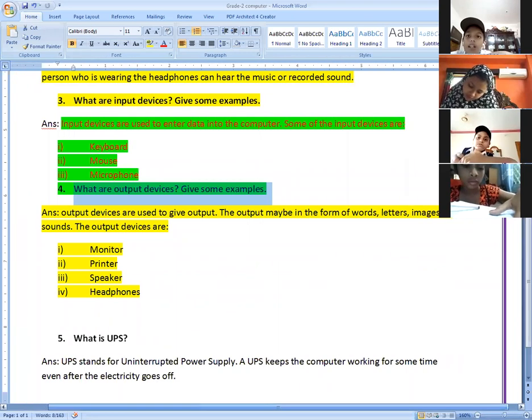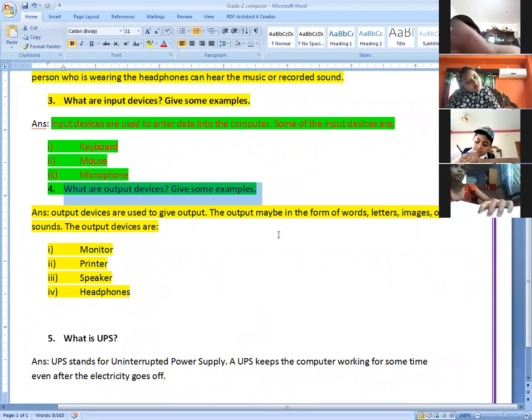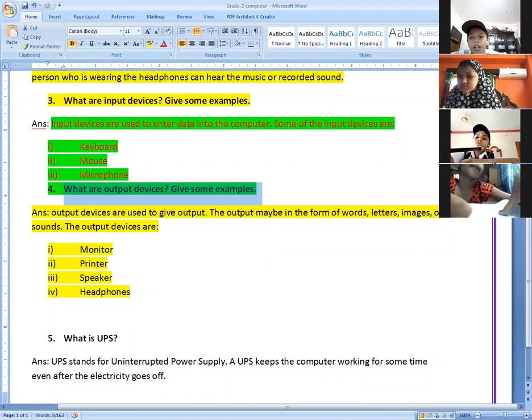Output devices are used to show the output, in the form of words, letters, images, or sounds. The output devices are monitor, printer, speaker, and headphones.